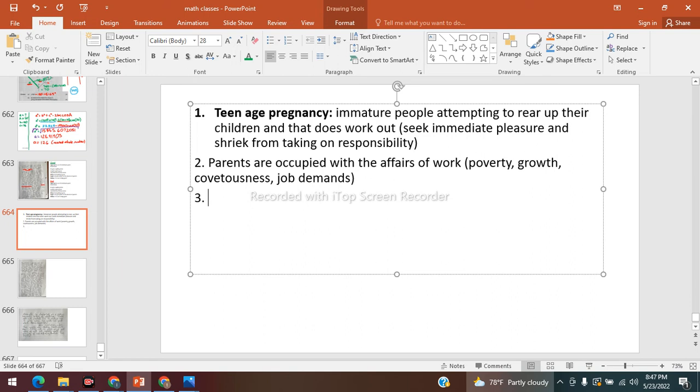Okay, what is your third reason, Mr. Petit? Okay, third reason. So, like we said, teenage pregnancy is a good one. Parents occupied with work, that's a good one. Teenage pregnancy would cover the part where the child has to be dependent because the parents are, how do I say it, not necessarily. Because if the child has to work, we mean a person in that situation.